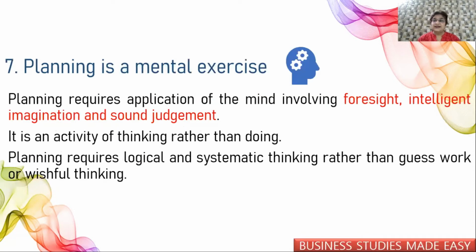Then planning is a mental exercise. It's all in the mind. Later on, in the directing function, it actually gets converted into action. But planning has to be done in the mind. So in planning, that is why the top management is mostly involved. Most of the decisions are taken by the top management because it involves a lot of foresight, intelligence, sound judgment, etc., which you get only after about 20 years of experience. And it is an activity of thinking rather than doing, and it requires logical and systematic thinking rather than guesswork. That is why planning is called a mental exercise.